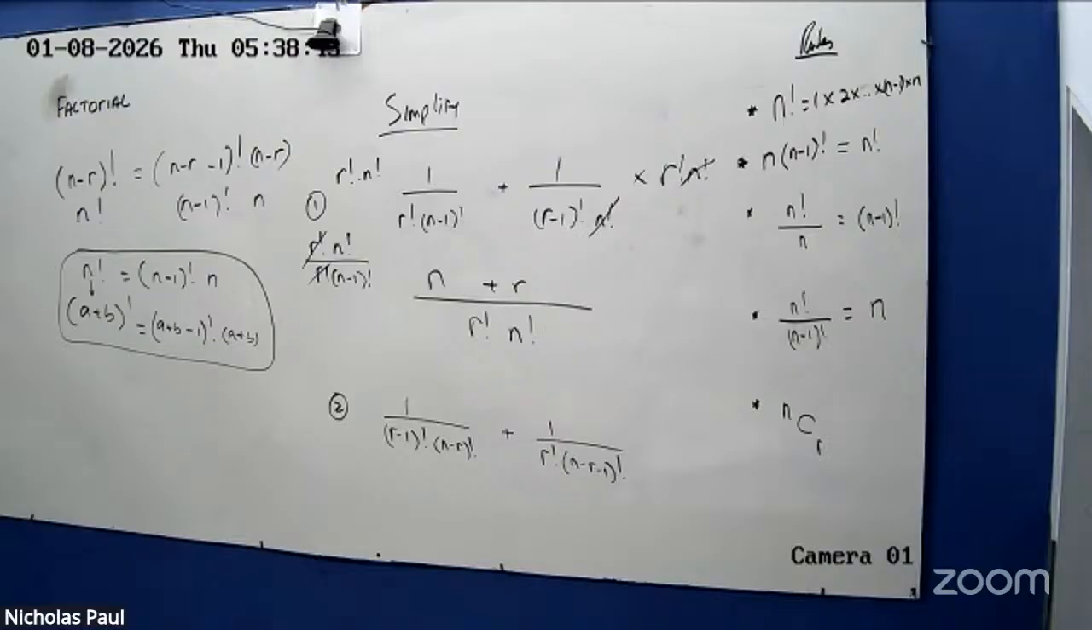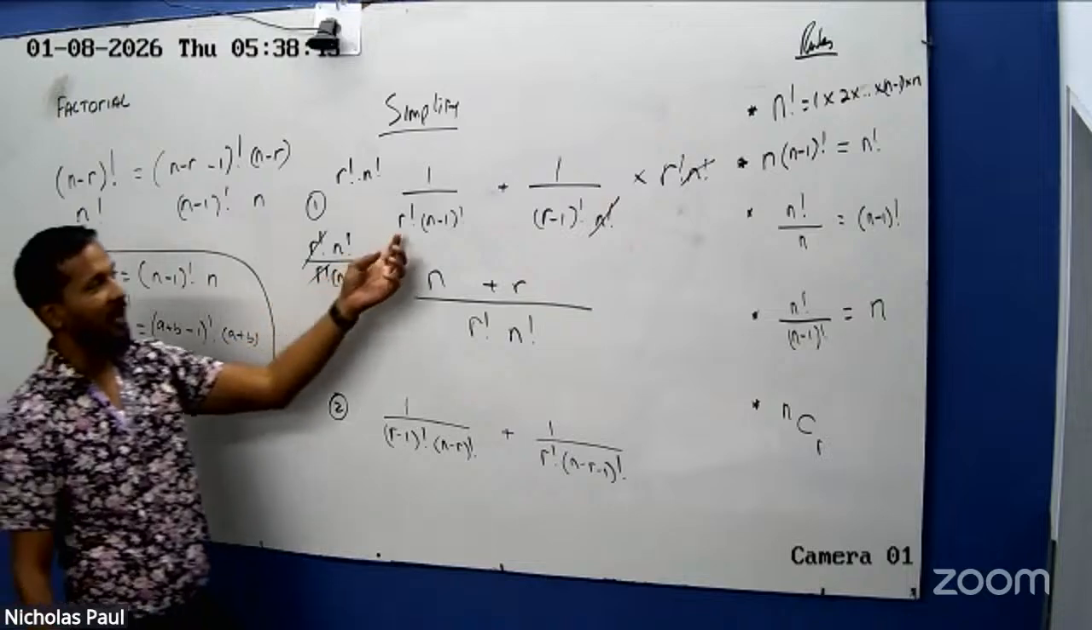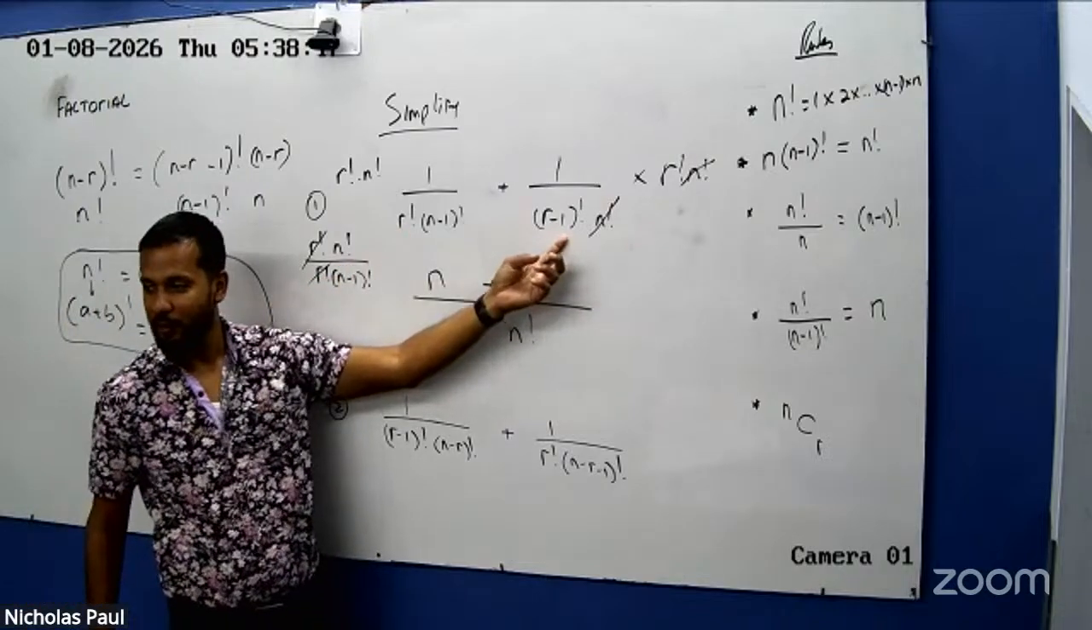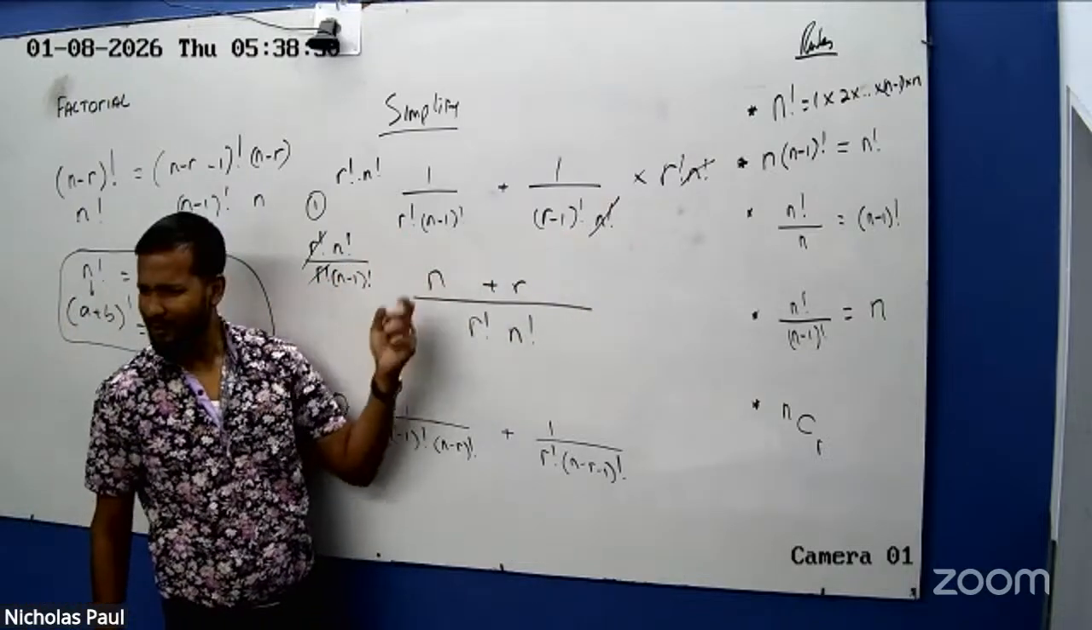The same thing. Look at here. Which is bigger, r factorial or r minus one factorial? R minus one factorial. Right.